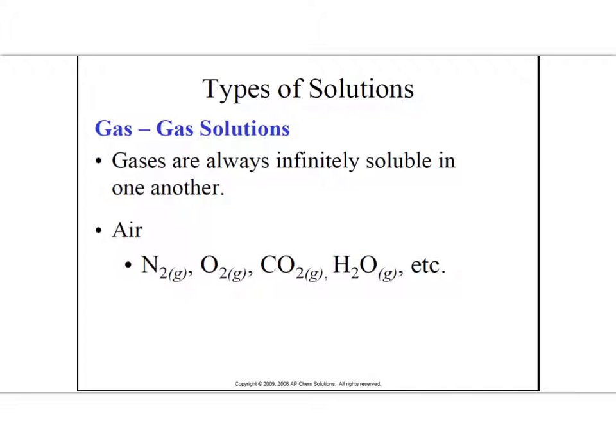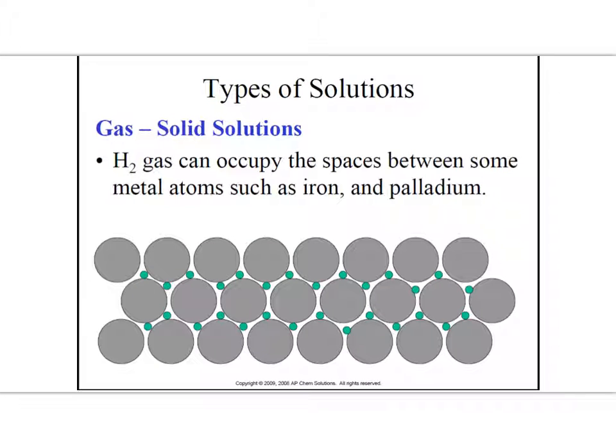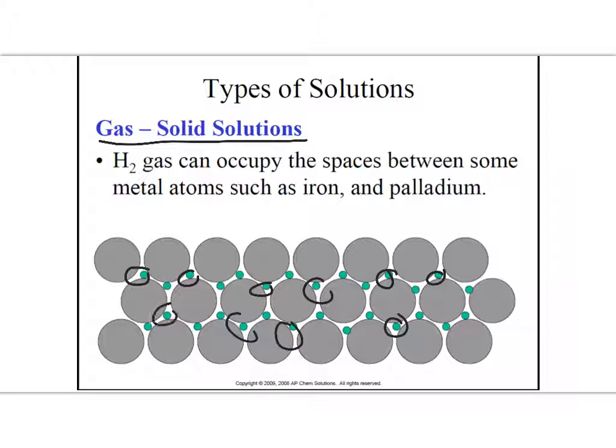We can also have gas-gas solutions. For example, air is a gas-gas solution, where we have many different components that make up the air, okay? And if you notice here, they are always infinitely soluble in one another. It doesn't matter what proportions they are, gases will mix. All right, so here's where we get a little funky with our solutions. We can have gas-solid solutions. An example of that would be this diagram here that represents hydrogen molecules that, because they're so small, can hide in these spaces between larger atoms such as in iron or palladium. So that would be a gas-solid solution.